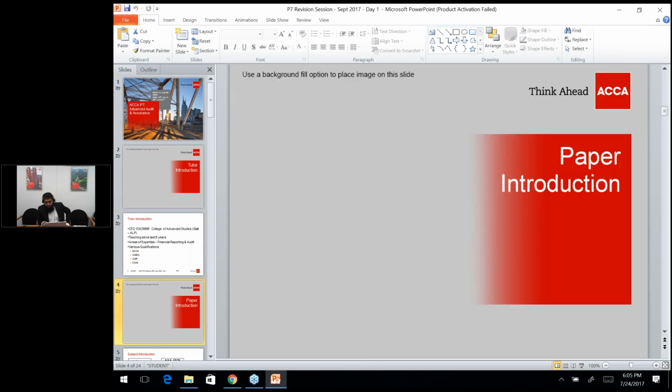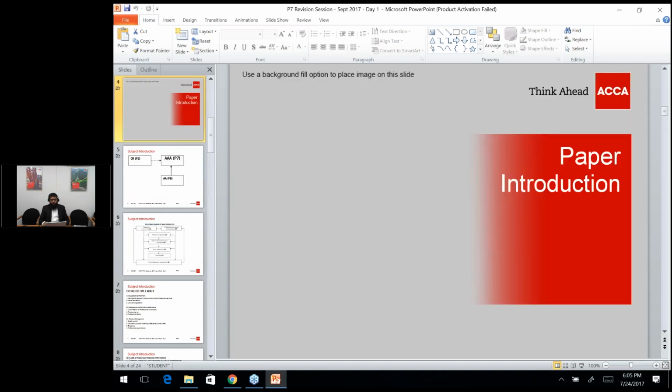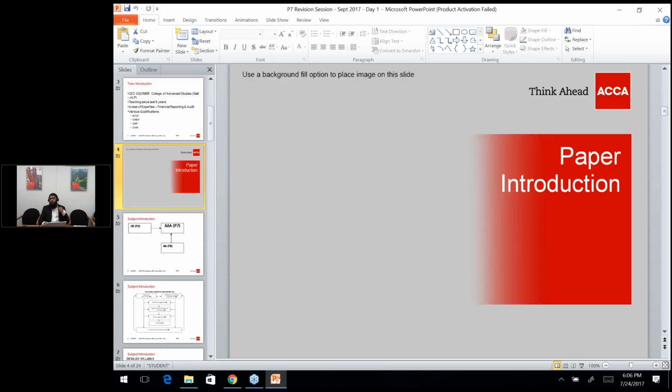Before we move on, I would like to have a quick recall of the overall introduction of the paper P7, because I don't exactly know how many of you are going to attempt this paper for the first time, but I'm sure there would be some first timers. So I'm going to discuss the overall paper structure, and once we are done with that, we are going to move forward and start discussing the other things.